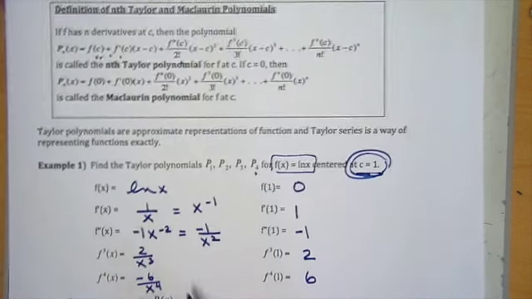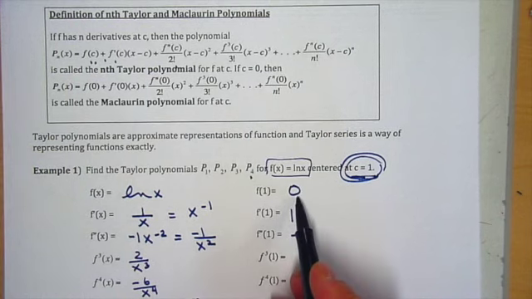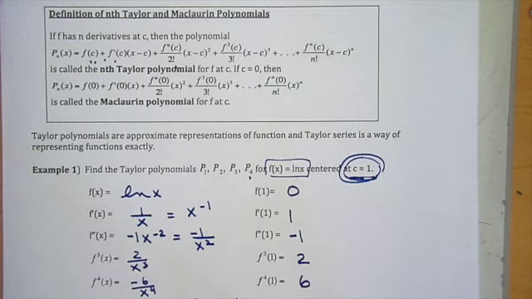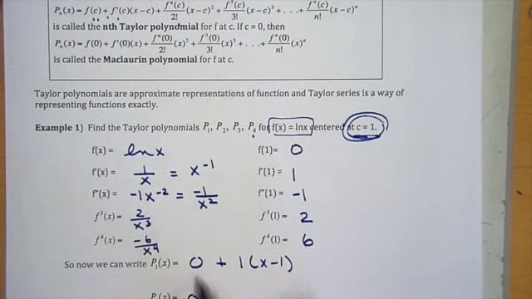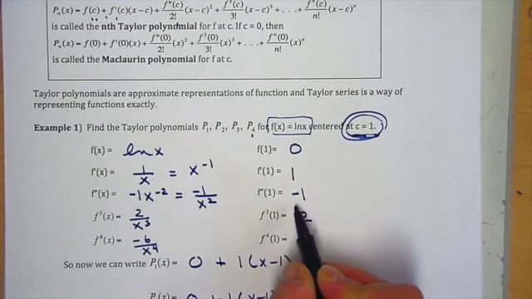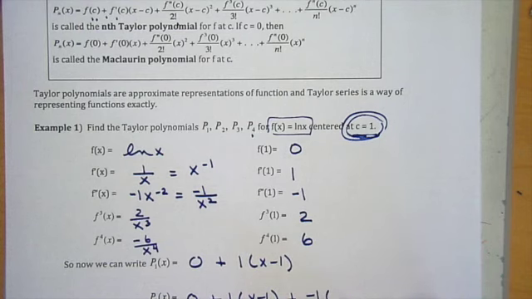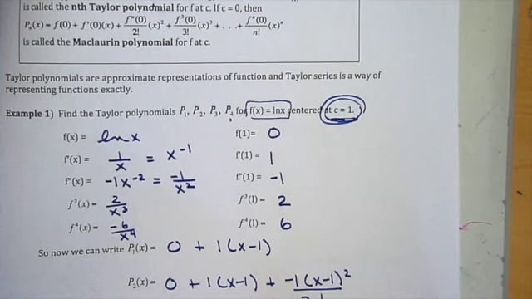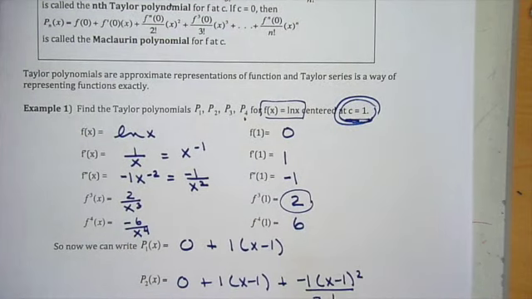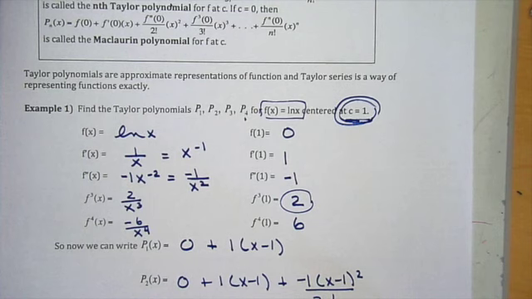So my first degree is going to be 0, because that's f of 1, plus the first derivative, which is 1, times x minus 1. My second degree is 0, again, plus 1 times x minus 1. So these two terms stay, but then I need the second derivative, which is negative 1 times x minus 1 squared over 2 factorial. Third degree, 0 plus 1 times x minus 1, plus negative 1 times x minus 1 squared over 2 factorial. And I need a third term, which is going to use the third derivative, which is 2 times x minus 1 cubed over 3 factorial.